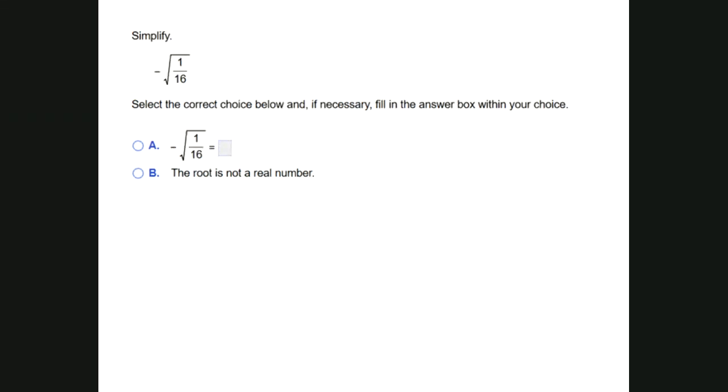For our next problem, we have a negative square root of a fraction, 1/16. And what we can do with this fraction is to separate the radical symbol. This is called the quotient rule, and it's a little math maneuver that we can do. Make sure you don't drop your negative sign. The square root of 1 is 1, and the square root of 16 is 4. So the answer for this is a negative 1/4.